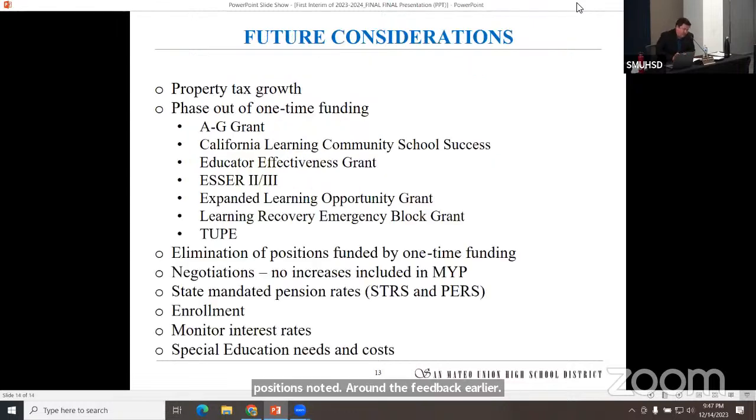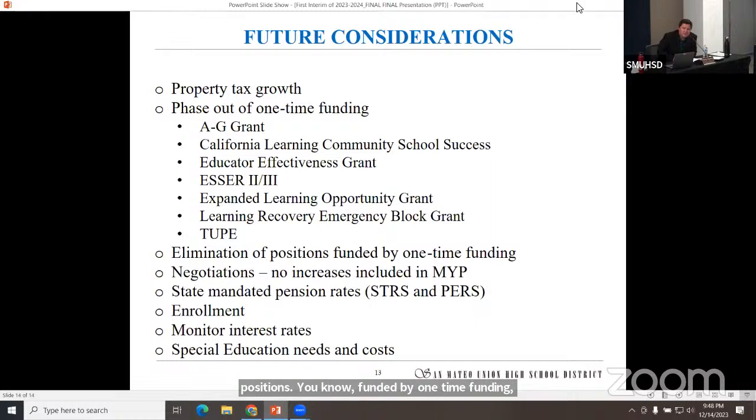All right, I noted we would finish up with future considerations and what I call the things that keep me up at night. So what am I thinking about? I'm thinking about property tax growth, the interest rate pressures. We did okay this year with the 6.1% assessed value growth. So I continue to look towards next year. What's that interest rate pressure going to do? I look at the phase out of the one-time funding, specifically the COVID grants, but not just the COVID grants. And then I'm really looking at the step down of the positions funded by one-time funding.